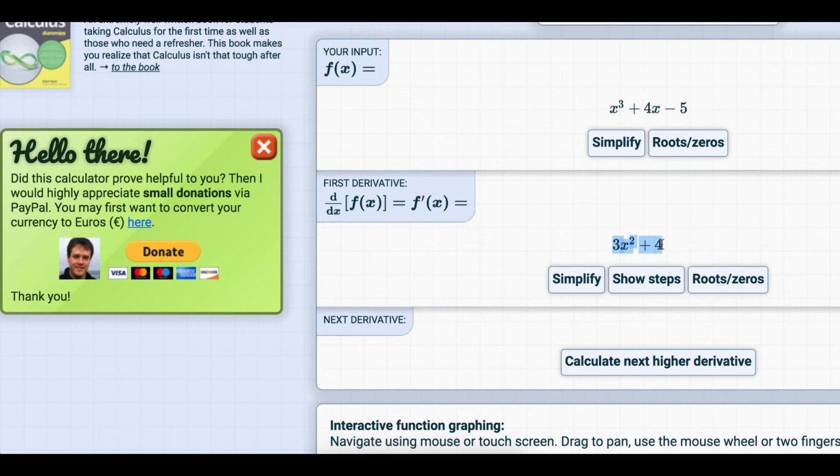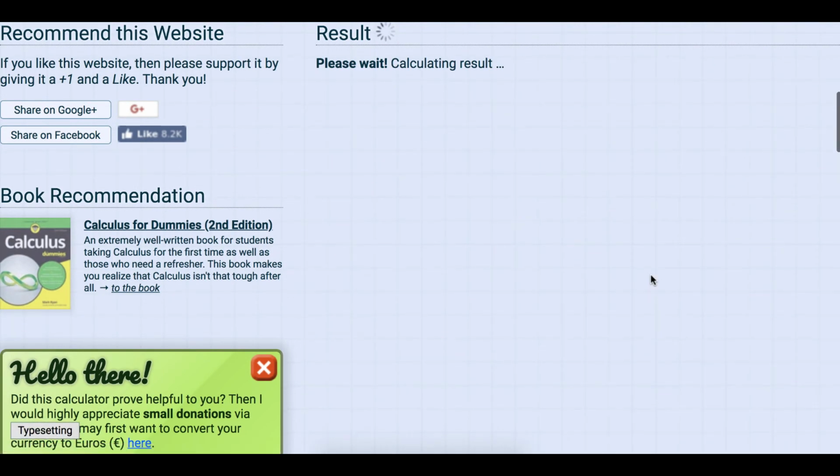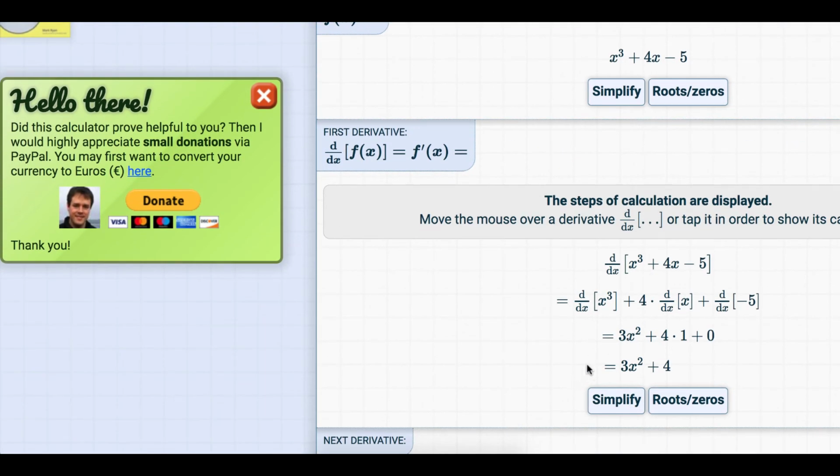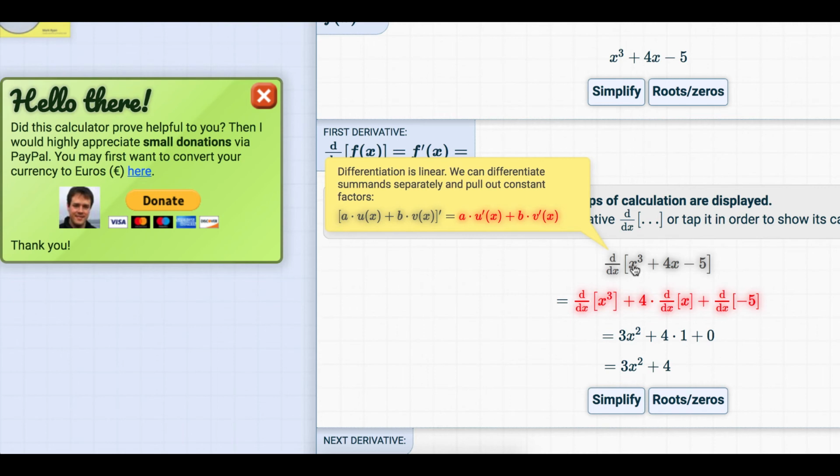If I don't know how we got there, I can hit show the steps, and it will give me the steps the calculator took to reach that conclusion. As you can see, these are the steps. Basically, all it did was find the derivative of each of those terms and then put back the plus or minus in between them. Even if you hit on here, it will show you the rule that is used to differentiate this function. As you can see, it says that differentiation is linear. We can differentiate summands separately and pull out constant factors.